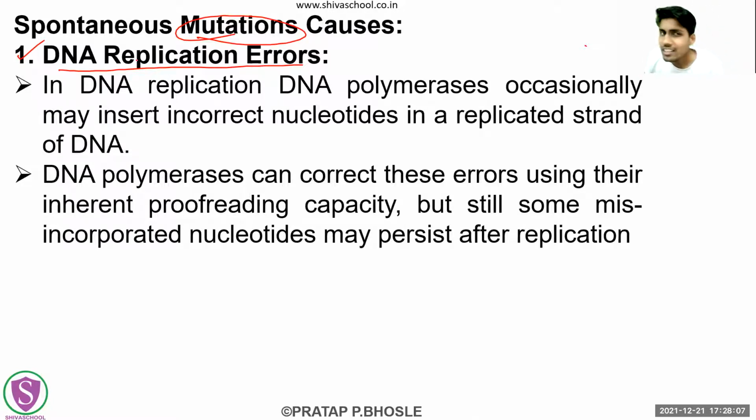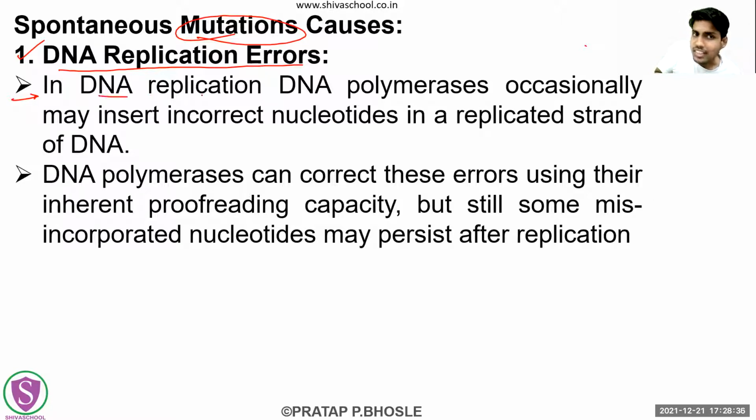So the first one is the DNA replication error. So we are looking at the first reason because of which these spontaneous mutations might have occurred. The first reason why these spontaneous mutations have happened is DNA replication. So whatever errors might have occurred during the DNA replication, that may be one of the causes behind this spontaneous mutation. Okay.